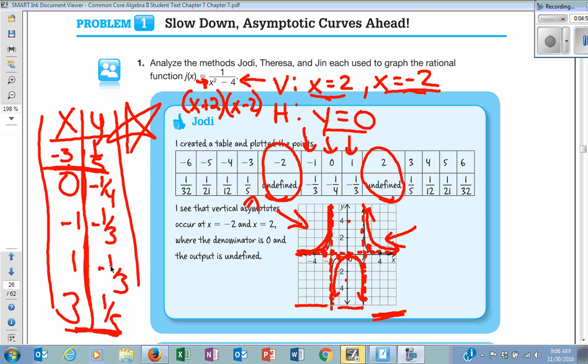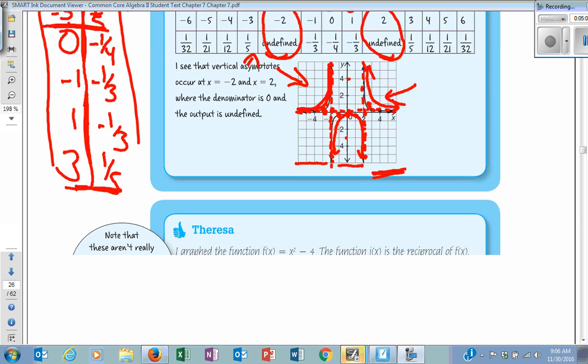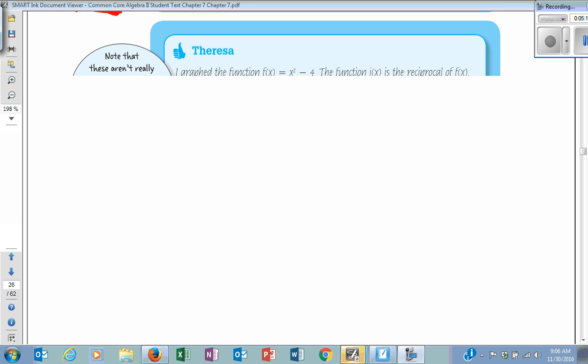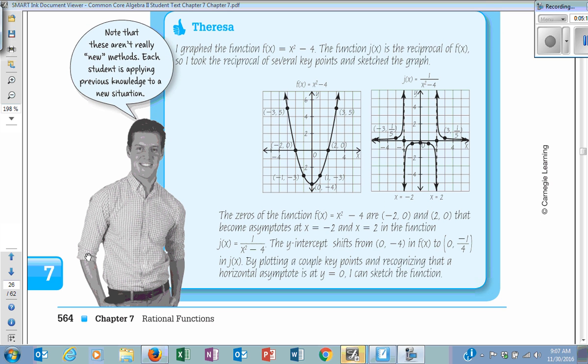That's all you need. The biggest things are the vertical and horizontal asymptotes, because that's going to help dictate the shape of your graph, because we know the graph is going to chase those asymptotes. That's the way I would do this. That's the one I think is the most important. I'm going to explain Teresa's, but not going to do as much detail. What Teresa did is very good.